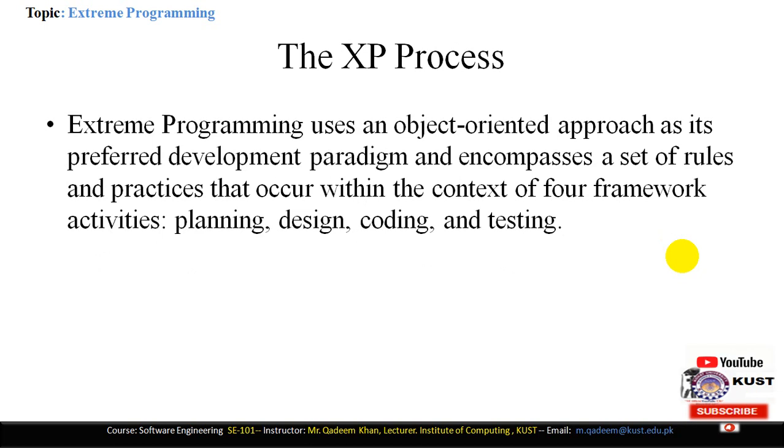Now the XP process. Extreme programming in fact uses an object-oriented approach. This is the first term we use in software processes. In object-oriented, we have classes and objects, and the classes and objects communicate with each other, and every class contains data members and member functions. So the object-oriented approach is its preferred development paradigm and encompasses a set of rules and practices that occur within the context of four framework activities: planning, designing, coding, and testing. So the object-oriented approach is applied to planning, designing, coding, and testing. All these four activities are conducted one after the other using the object-oriented approach.